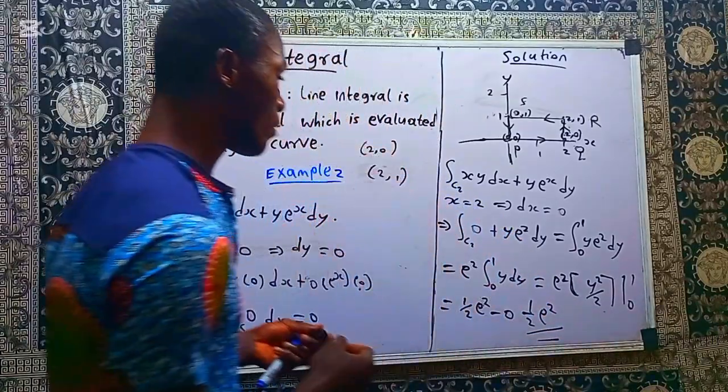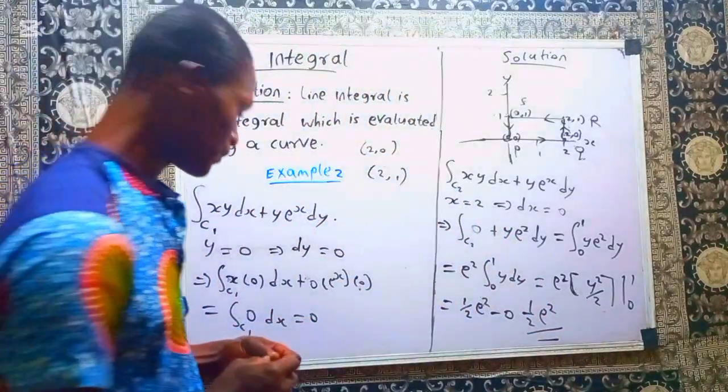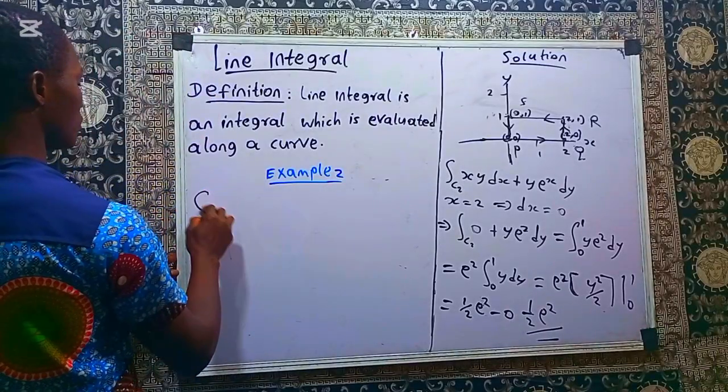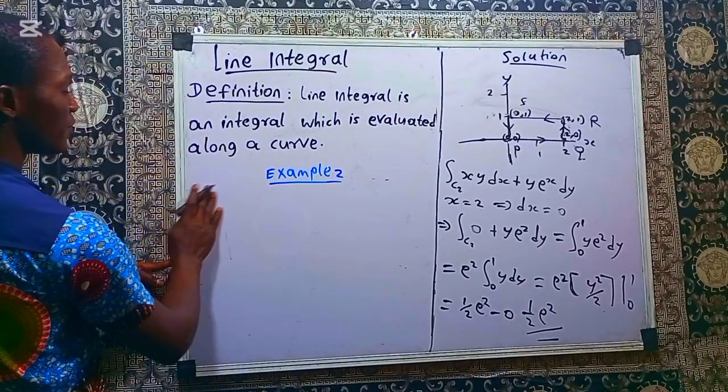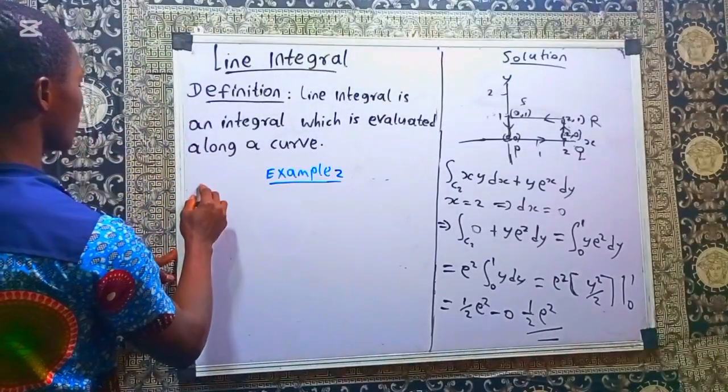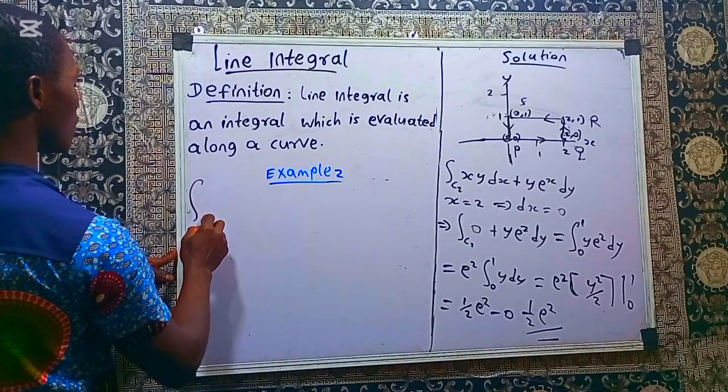So this is what we have for C2. So let's do for, remember our C1 gave us 0, right? Our C1 gave us 0. So integral over C3.